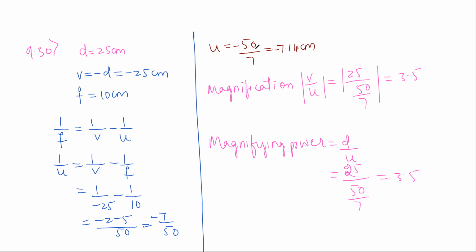Since the image is formed at near point 25 centimeter, magnifying power is equal to the magnitude of the magnification. That is the answer we should give. So this is the solution for 9.30.